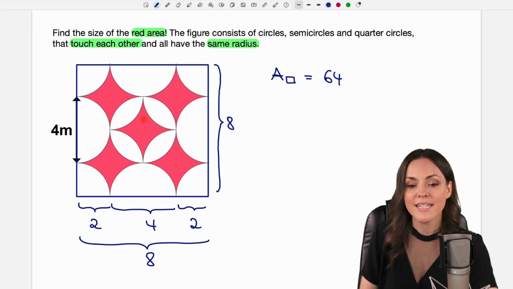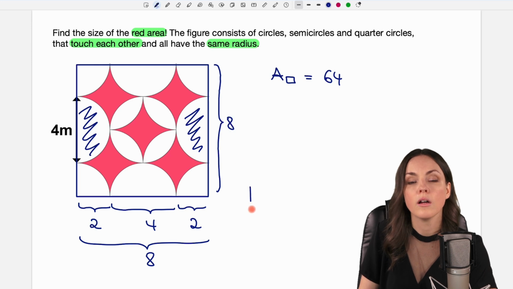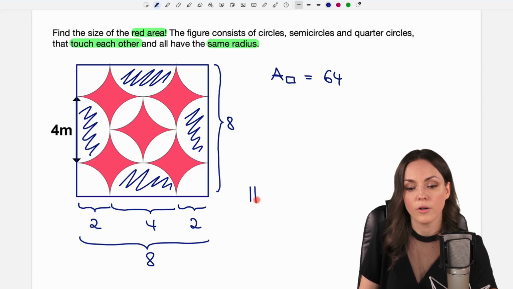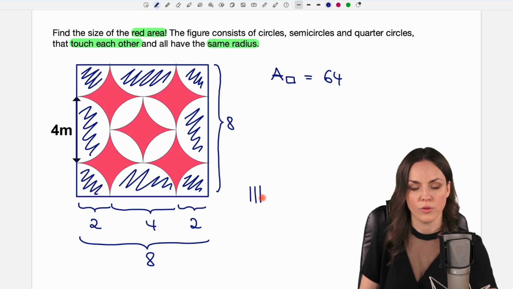So these white areas, if we combine them, so if we take this semicircle and this semicircle, we have one full circle. If we combine this semicircle and this semicircle, we have another full circle. Then we have 4 of these quarter circles that gives us another full circle. So 3 full circles for these white areas around here.